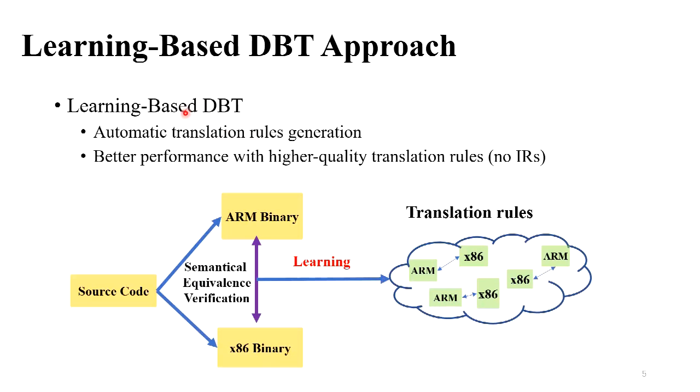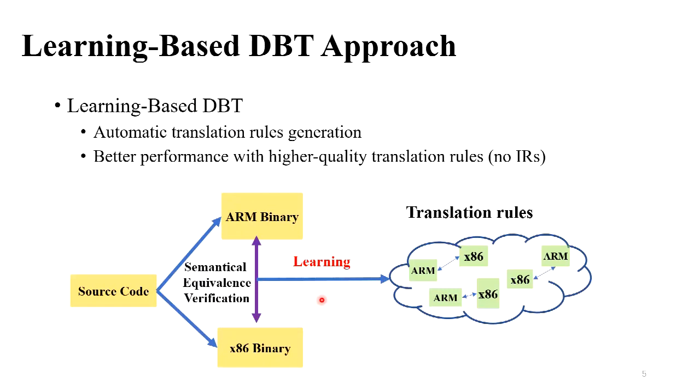Learning-based translation is a novel approach proposed recently. It uses source code in a training set to generate semantically equivalent translation rules. For example, it first compiles a source code to both ARM and x86 binaries, and the instruction sequences of ARM and x86 binaries from the same source statement are extracted as the translation rule candidates. Their semantic equivalence is then verified by symbolic execution with the SMT solver.